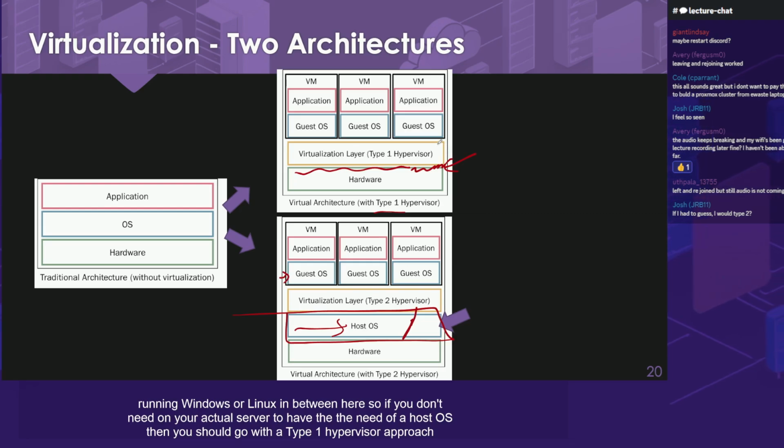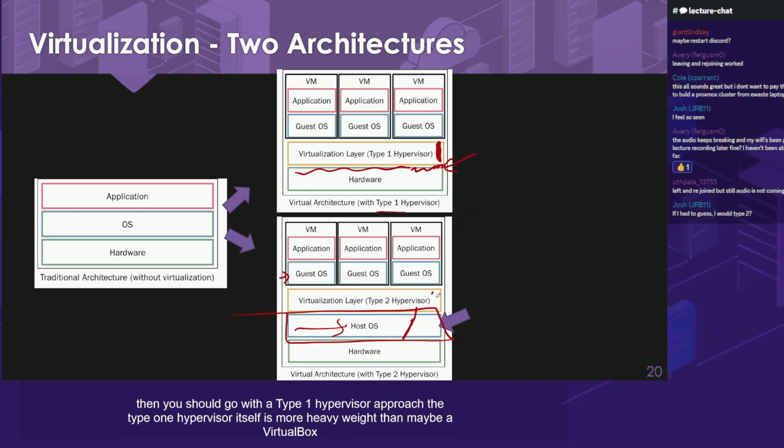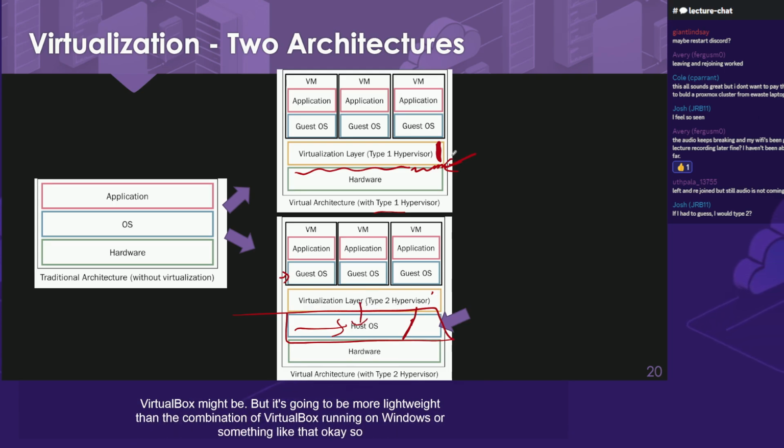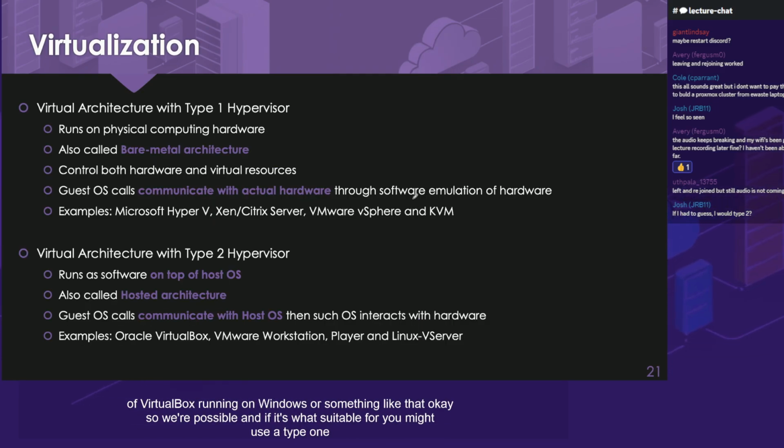The Type 1 hypervisor itself is more heavyweight than maybe a VirtualBox might be, but it's going to be more lightweight than the combination of VirtualBox running on Windows or something like that. Okay, so where possible, and if it's suitable for you, you might use a Type 1 hypervisor. What I've just described there is written in text here.